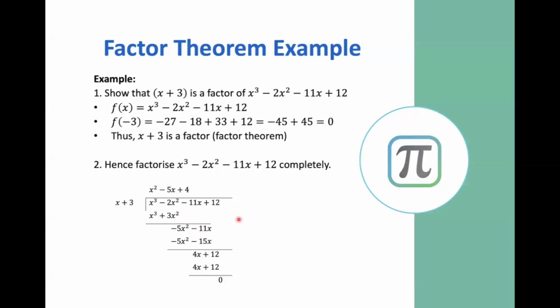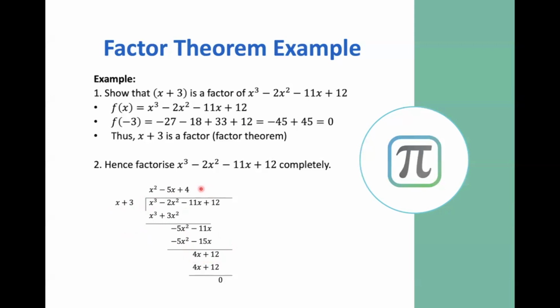And we bring down the 11x. And then we divide again. So we're dividing minus 5x squared minus 11x by x plus 3. So we would have minus 5x, and then we multiply that out. So minus 5x squared gets rid of that. And then minus 5x times 3 gives us minus 15x. We subtract, and that gives us 4x plus 12, which, if we divide 4x by x, gives us 4.